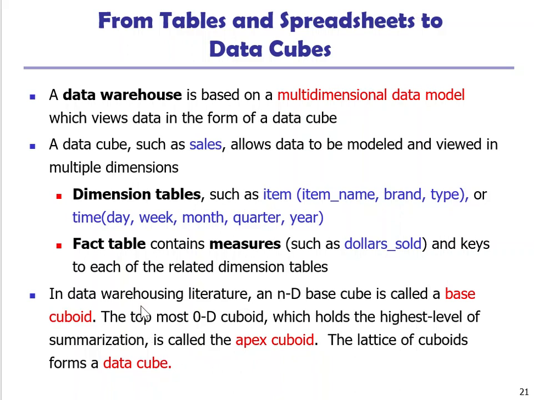In data warehousing literature, n-dimensional data cube is called the base cuboids. The topmost zero-dimension data cuboid, which holds the highest level of summarization, is called the apex cuboids. The entire lattice of cuboids is a data cube. This discussion is very abstract, so let's look at one example.